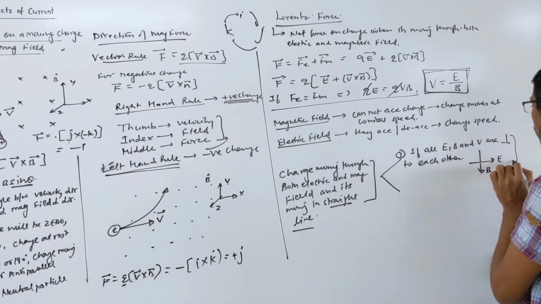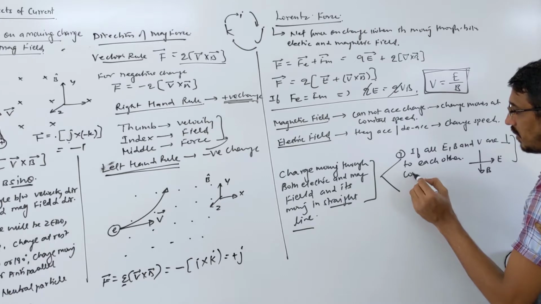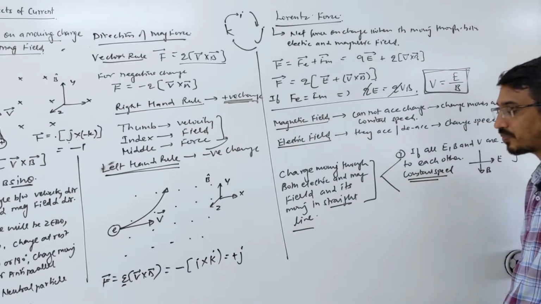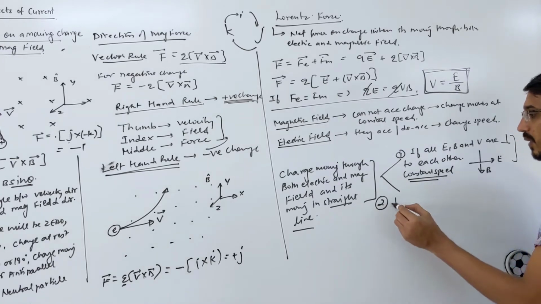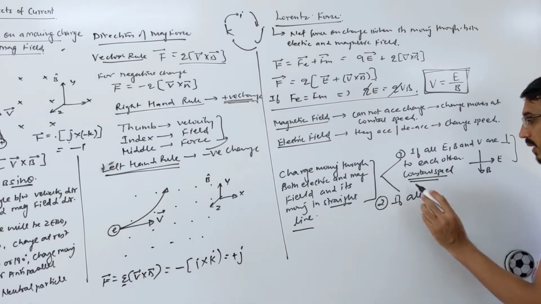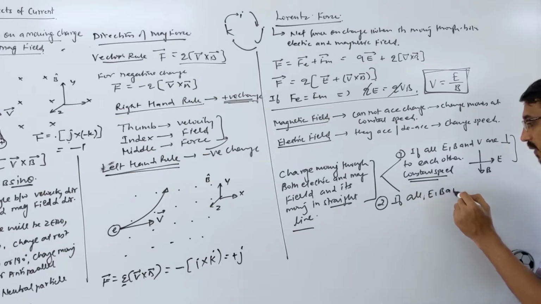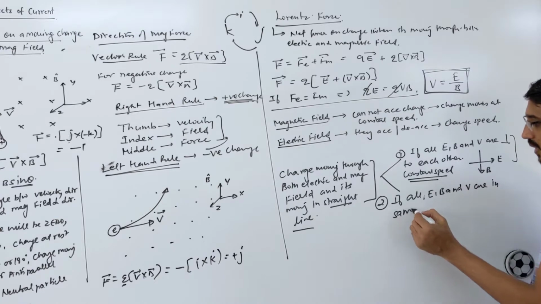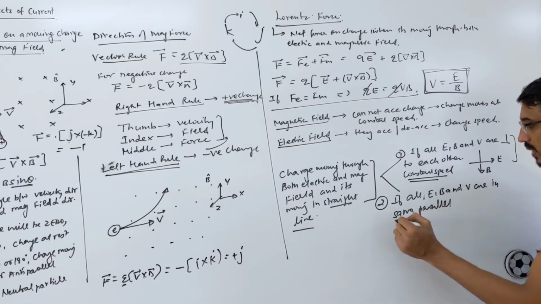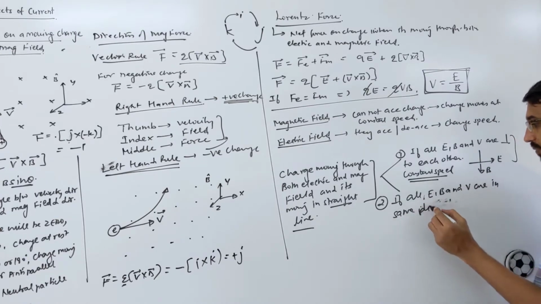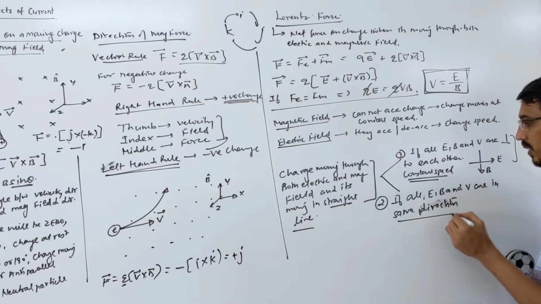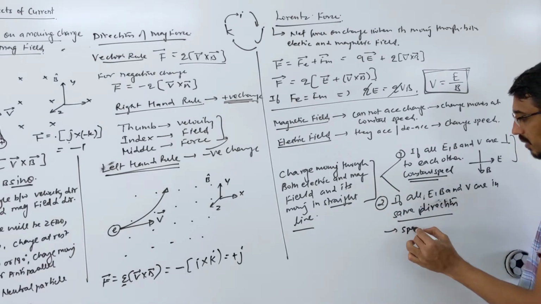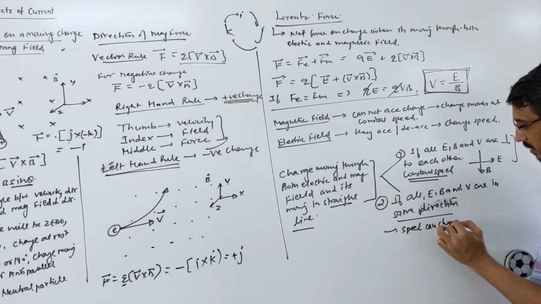Here it moves at a constant speed. Keep in mind, speed will not change in this case. Second case is what? If the electric field, magnetic field and velocity are all in the same direction, parallel to each other, then also they will move in a straight line. Here speed can change, okay, in this case.